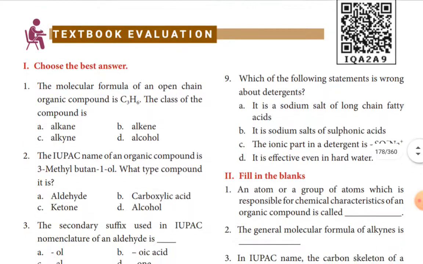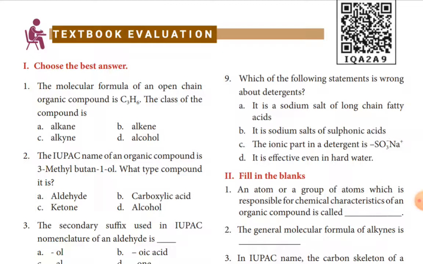Then the IUPAC name of an organic compound is 3-methyl-butanol. What type of compound is it? The suffix ends with OL. When the name of the organic compound ends with OL, that is going to be alcohol. Suppose it ends with AL, it means aldehyde. OL, alcohol. So the answer is alcohol.